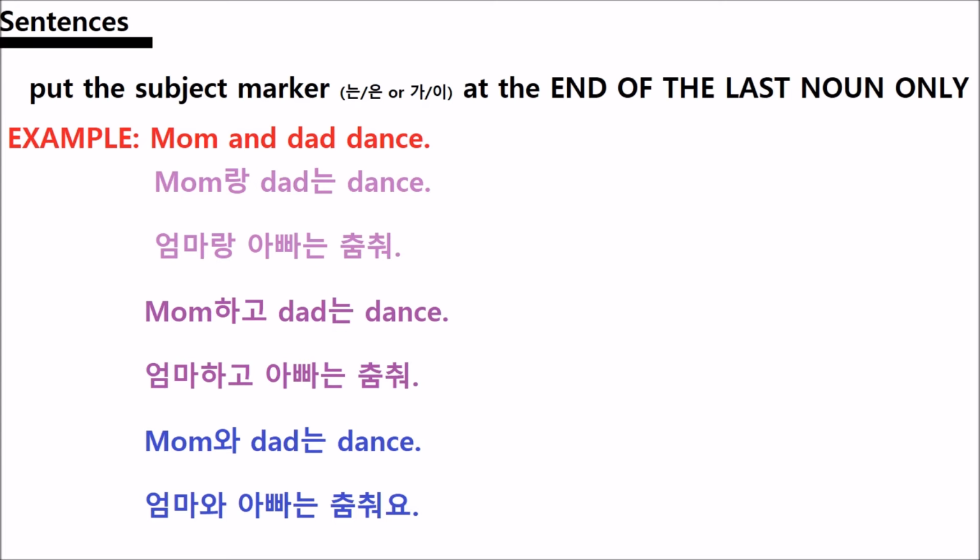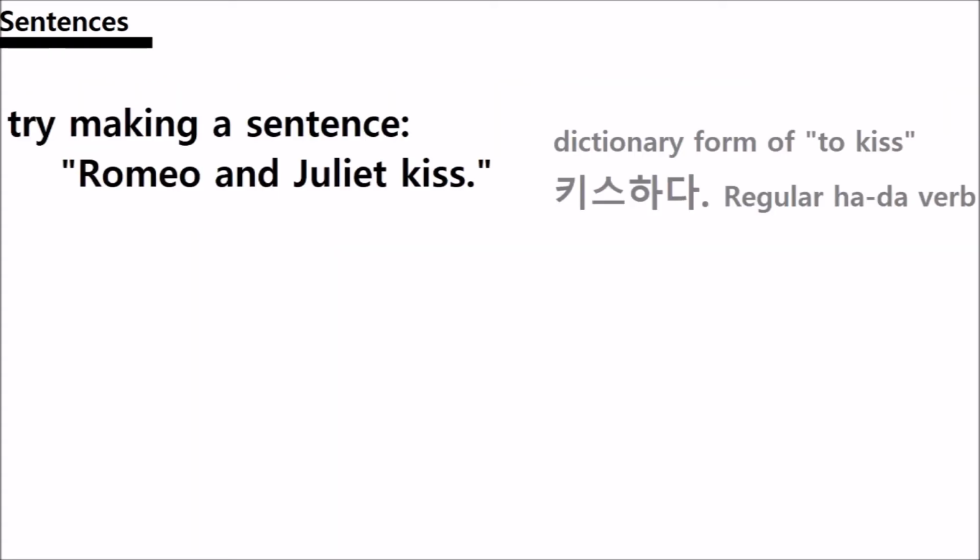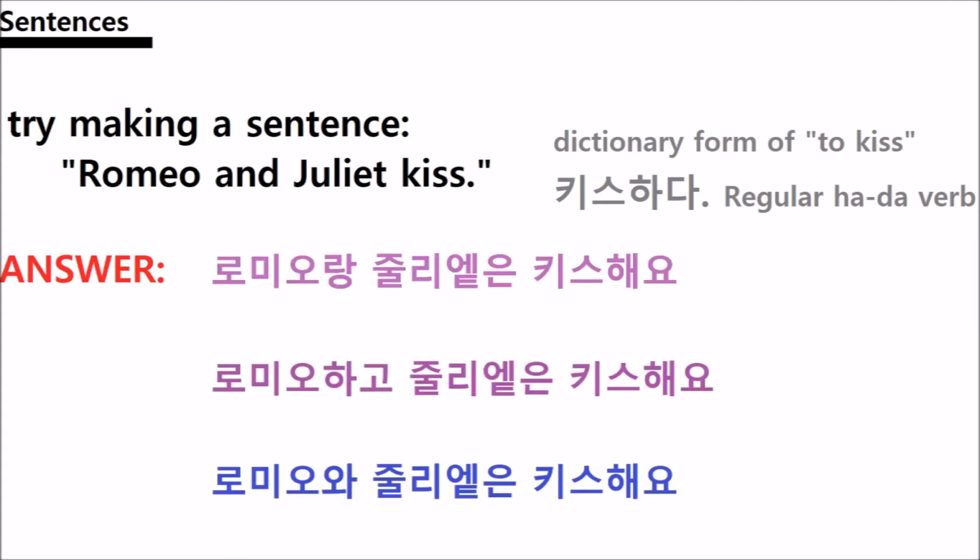And we would do the same thing if we were using the other subject markers too. I have a video on subject markers in the description if you're interested. If you don't know subject markers, you can still understand the rest of the lesson without it. Try an example for yourself. How do you say Romeo and Juliet kiss? Here's the dictionary form of kiss. 키스하다. It's a regular 하다 verb. Pause the video and figure it out. Here's the answer. Don't cheat.